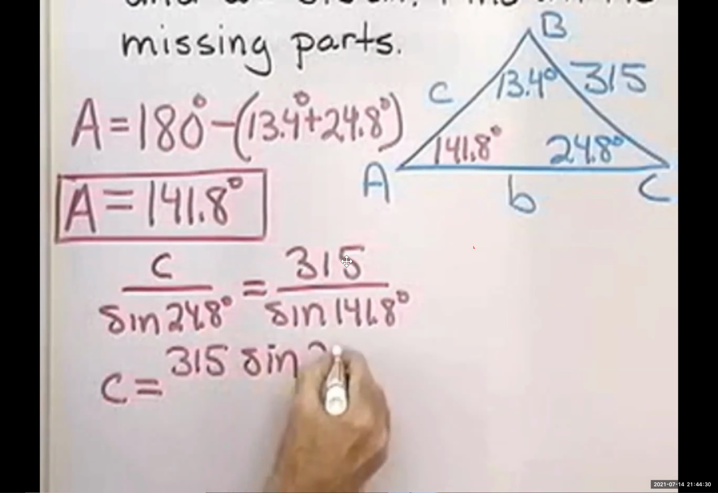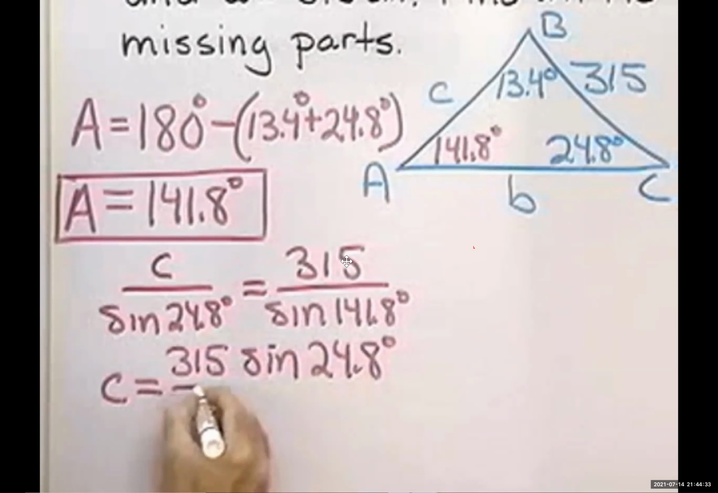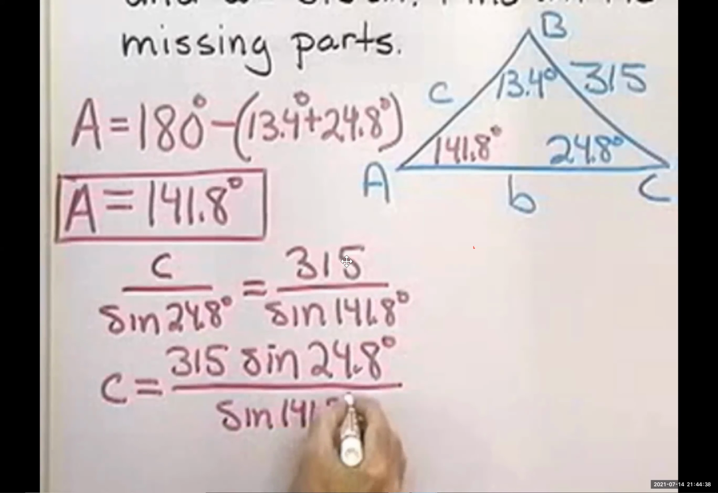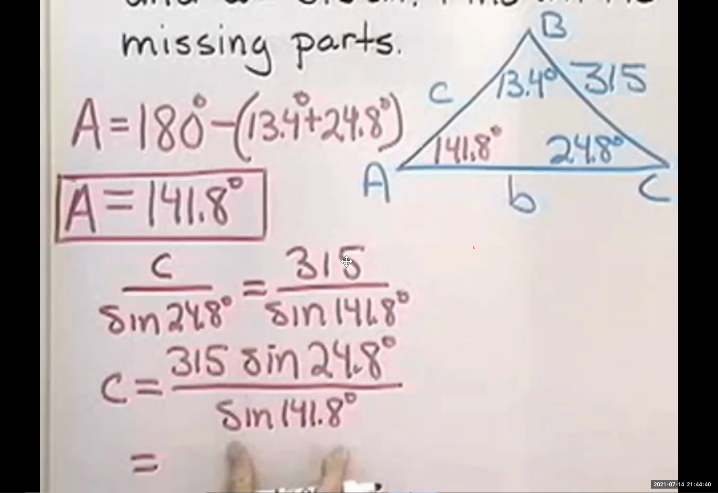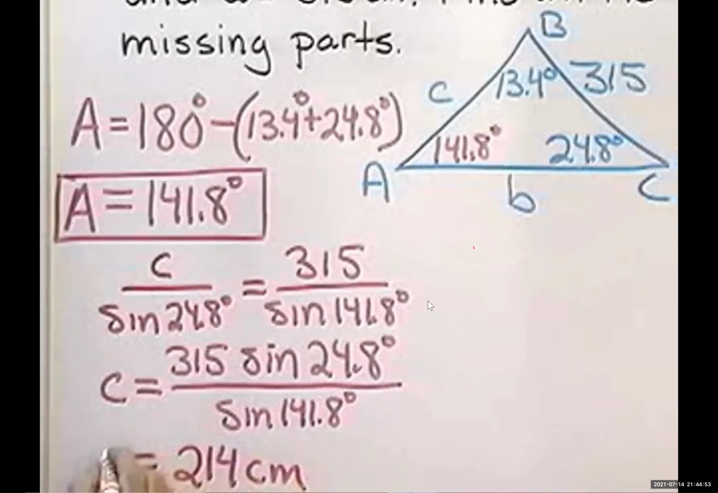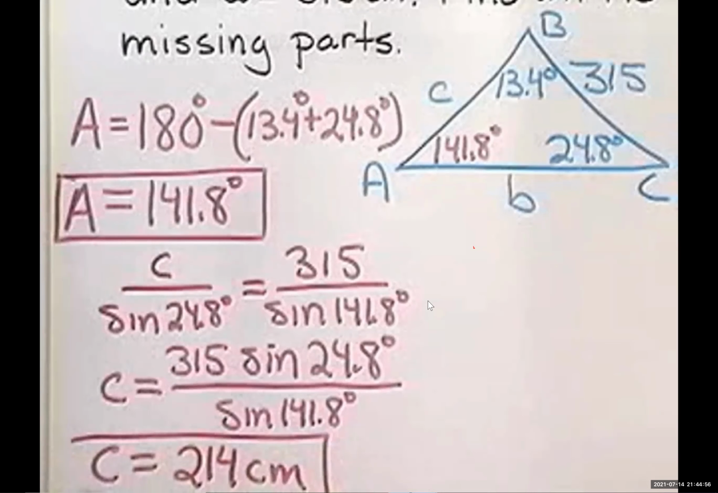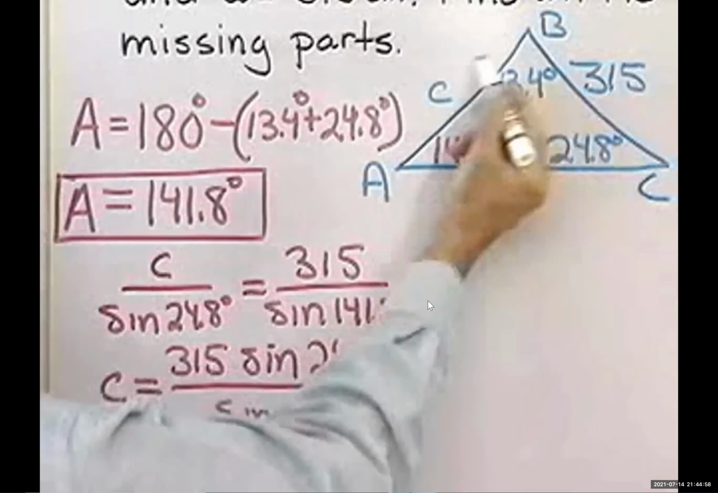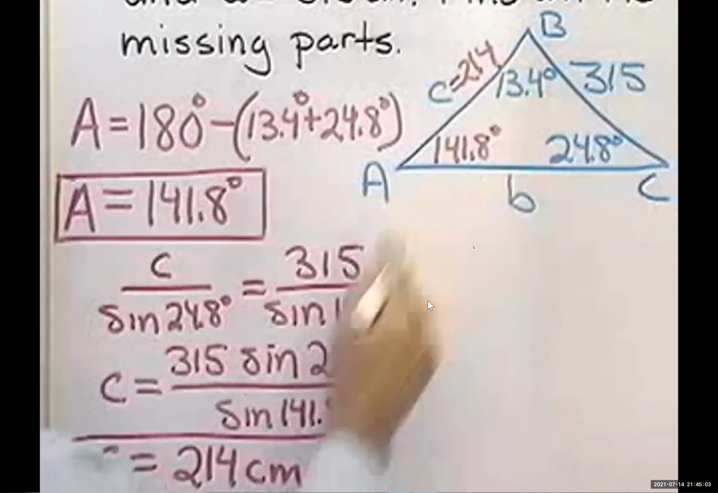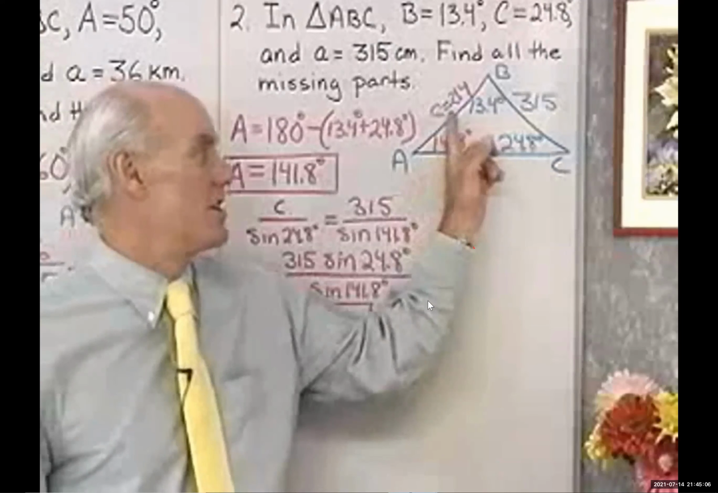sine 24.8 degrees, all divided by the sine of 141.8 degrees. Now, I've worked this out on a calculator, and I've done that already, and that comes out to be, to three significant digits, 214 centimeters. So 214 centimeters for the length of side C. So if I go up to my original triangle right here, I can label this as 214 centimeters for the length of my side C right here.